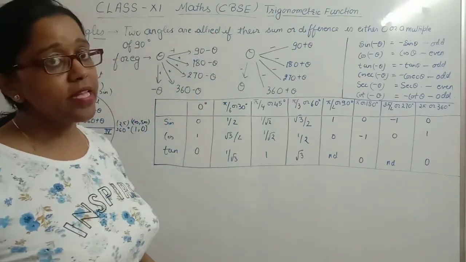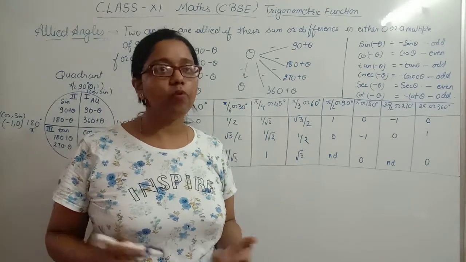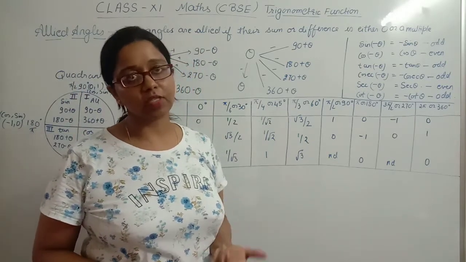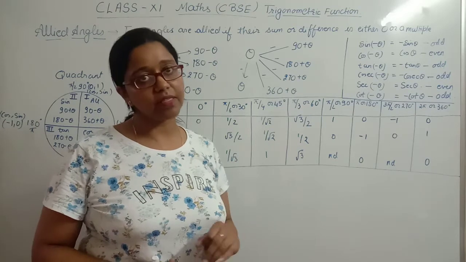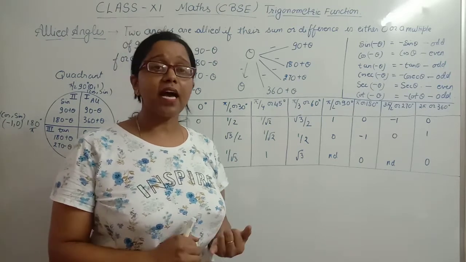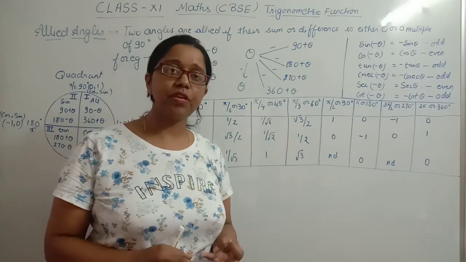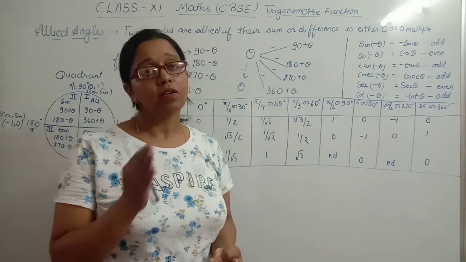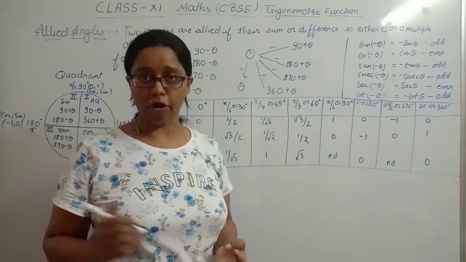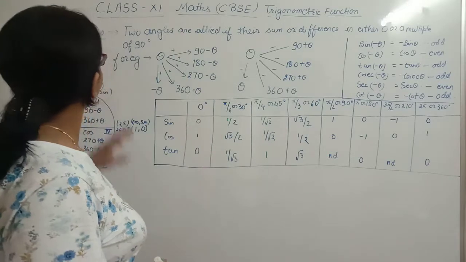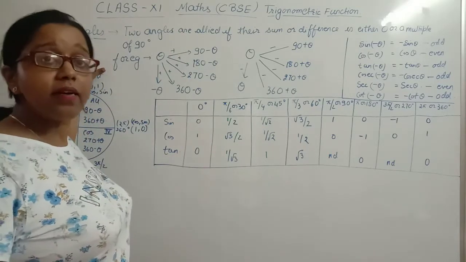First of all, in class 10th you have all studied the trigonometric functions. We have the 6 trigonometric functions, 3 main and 3 their neighbors. Sine, cos and tan are the main 3 functions, and their neighbors are cosec, sec and cot. Okay, so first of all we are starting with the allied angles.